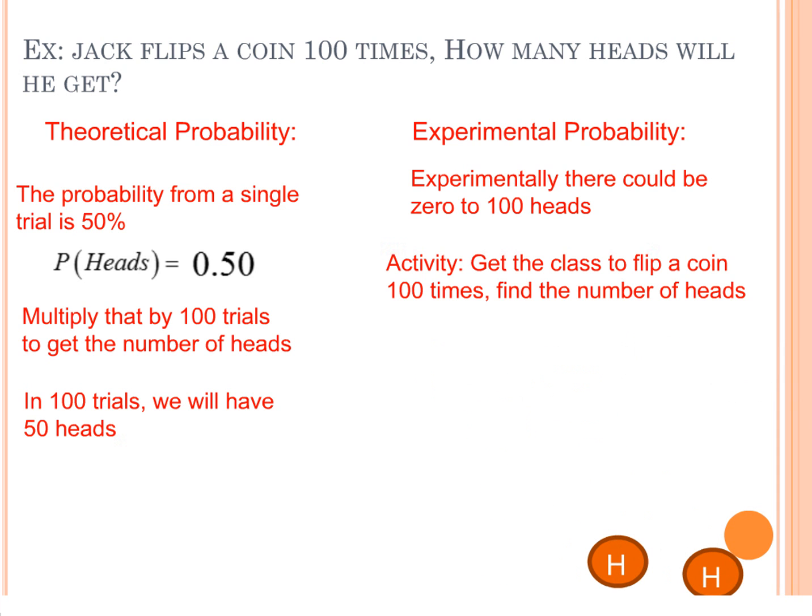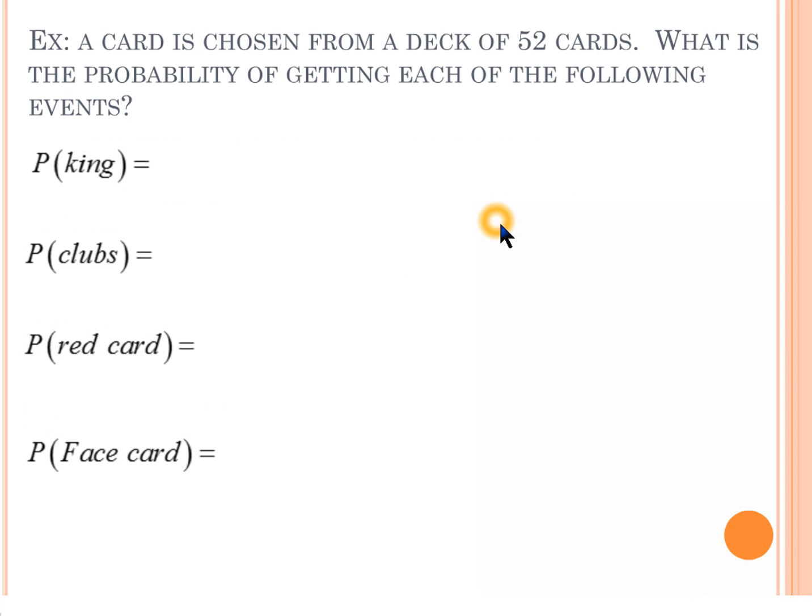All right, let's move on. Let's take a look at a few more probability examples here. A card is chosen from a deck of 52 cards. What is the probability of getting each of the following events? What's the probability of a king, the probability of clubs, the probability of a red card, and the probability of getting a face card?